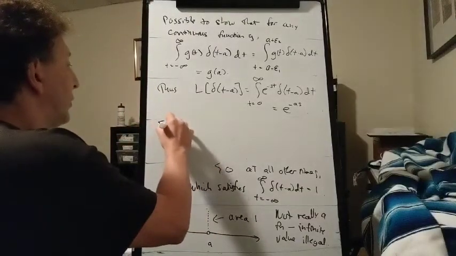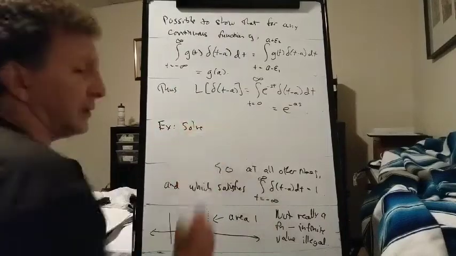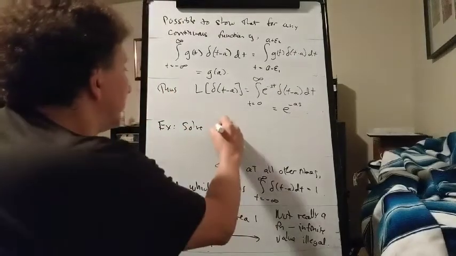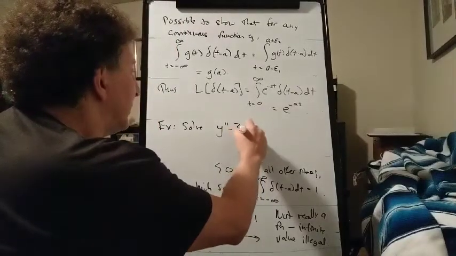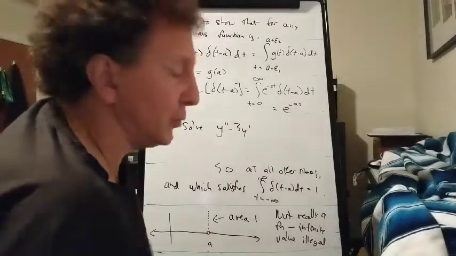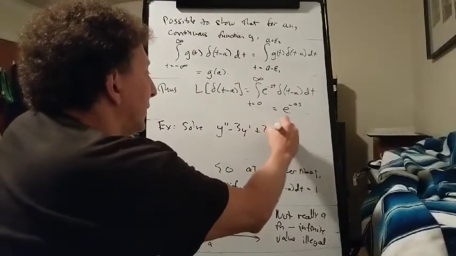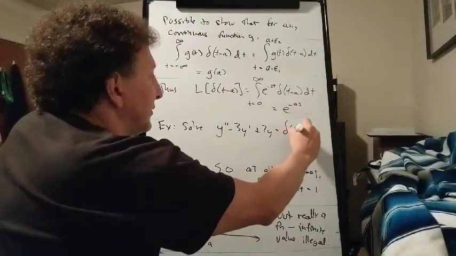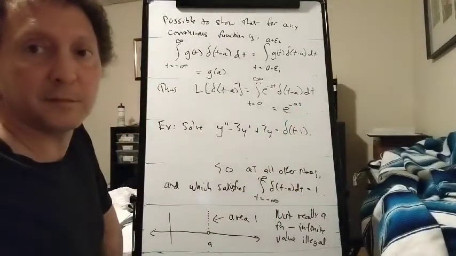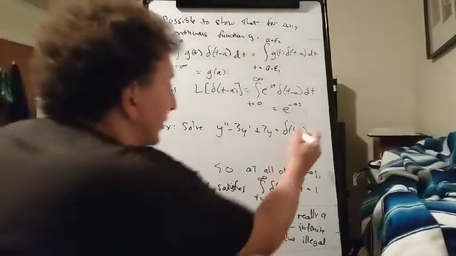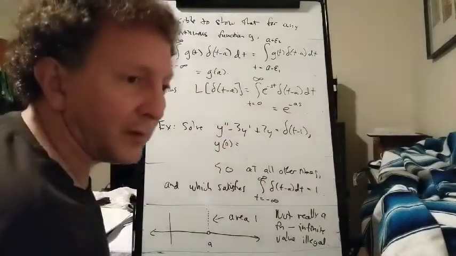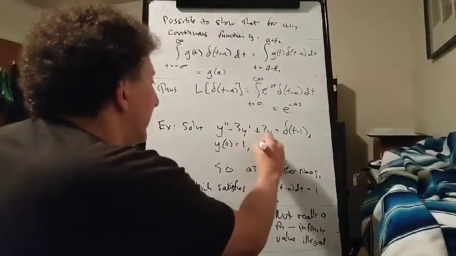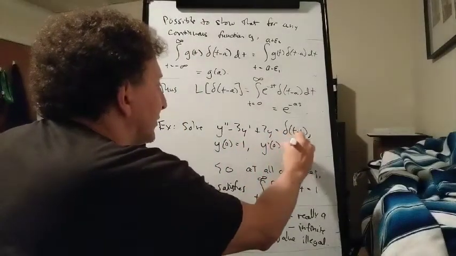So, for example, let's solve the equation y double prime minus 3y prime plus 2y equals delta of t minus 1 with initial conditions y of 0 equals 1 and y prime of 0 equals 0.